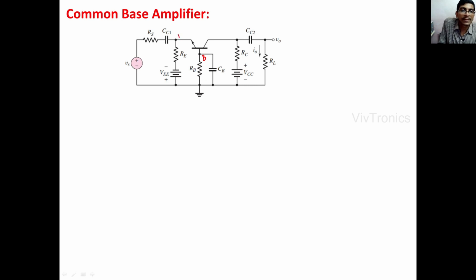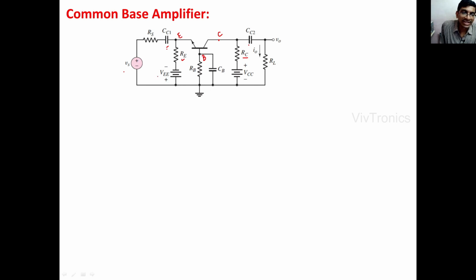Here the input terminal is the emitter terminal, output terminal is the collector terminal, and the Vs and Rs are forming the source and source resistance, and Cc1 and Cc2 are the input and output coupling capacitors, and Re is the emitter resistance which was connected between the emitter to the emitter supply voltage, and Rc is the collector resistance which was connected between the collector terminal to the collector supply voltage VCC.